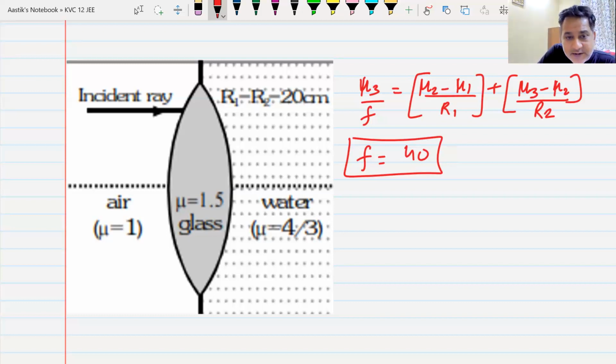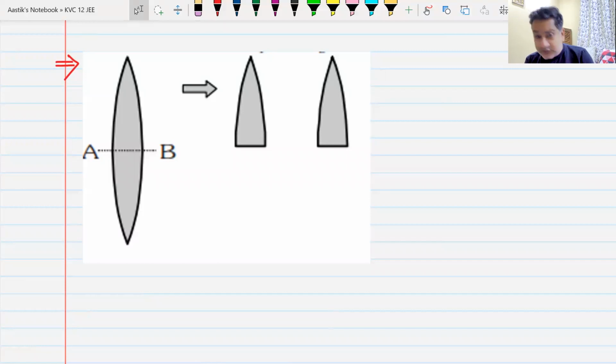Now remember what happens when you cut it along the principal axis. So you cut it like this. This lens is cut into two halves along the principal axis. I hope you can see it. What will happen if I cut it like this along the principal axis? Now this may come as an objective question, a multiple choice question. What happens if I cut, and they will give you a series of options. If I cut it along this axis, what happens?